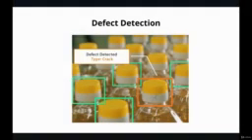One of the most important use cases of computer vision in manufacturing is defect detection. It helps manufacturing units to identify defects using computer vision. So in this specific case, we are able to identify that there is a crack on this bottle, right?